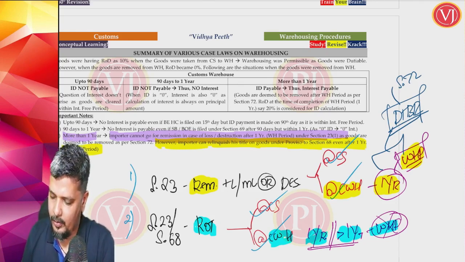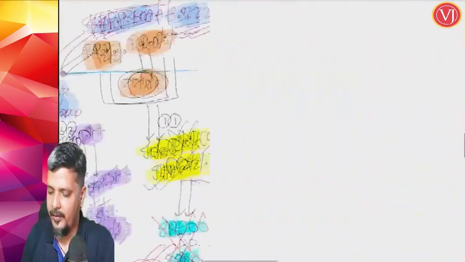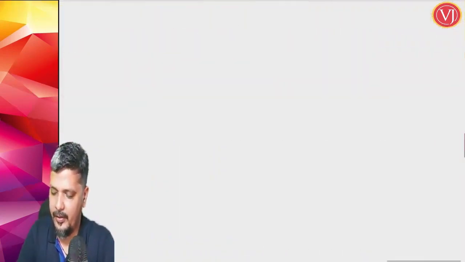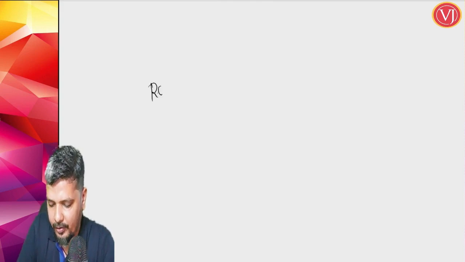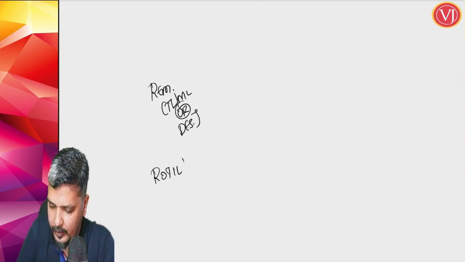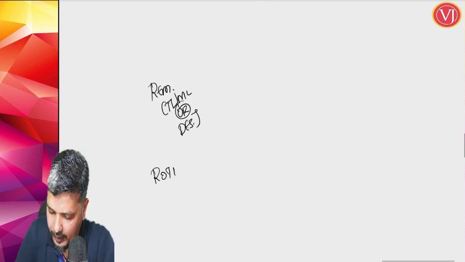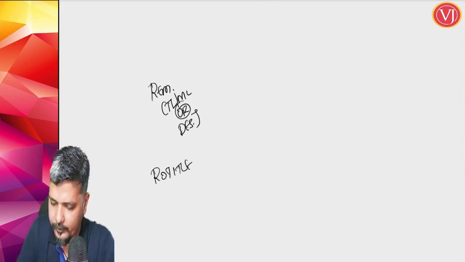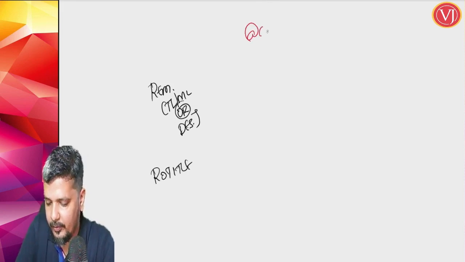So when you talk about the benefits available, remission for total loss, major loss or destruction, and relinquishment of title. At customs station, at customs warehouse.